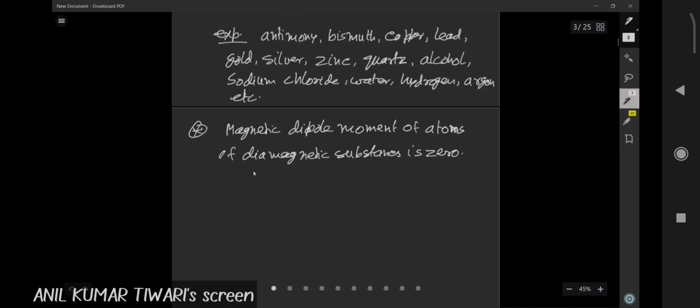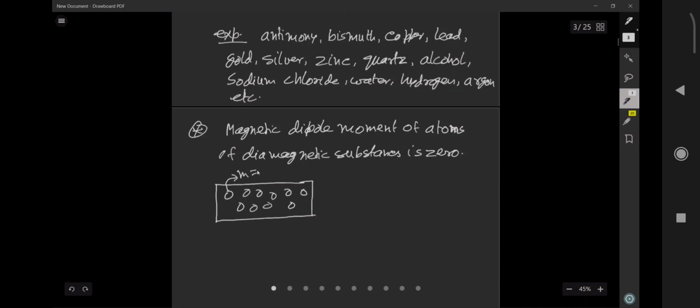So the magnetic dipole moment: now how they are going to magnetize, I am going to tell you. This is a diamagnetic substance. In this there are a number of atoms, and the m of all the atoms, the magnetic dipole moment, now the small m will not be the pole strength, it will be the magnetic dipole moment of an atom. So each atom will have a zero magnetic dipole moment.